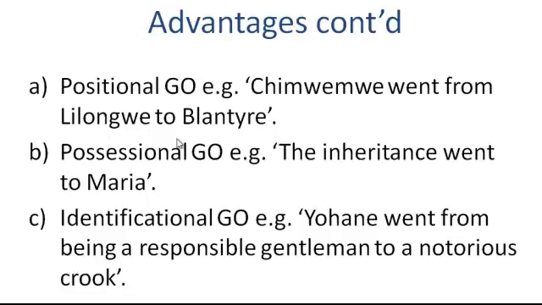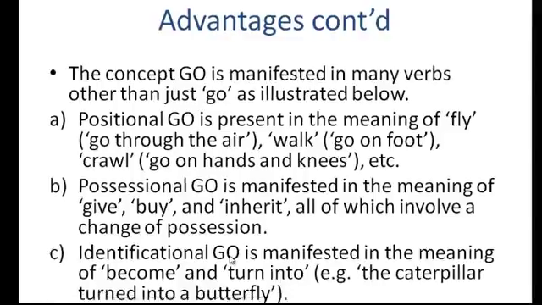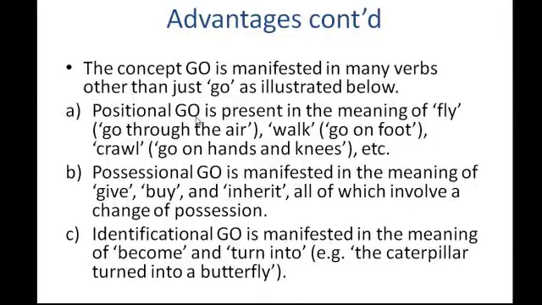Componential analysis allows us to analyze the word go in different ways, in terms of position, possession, and also identification. Continuing with advantages, we can also see that the concept go is manifested in many verbs other than just go, as illustrated below. Remember the position of go that we looked at previously, and also the possession of go, and the identification of go. Position of go can also be represented in other verbs.